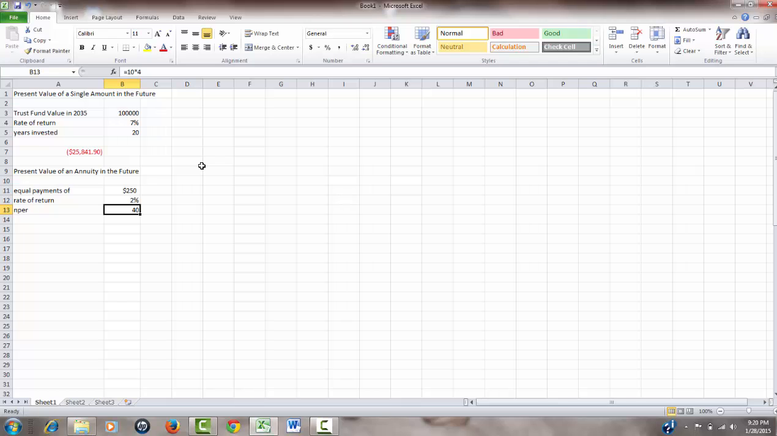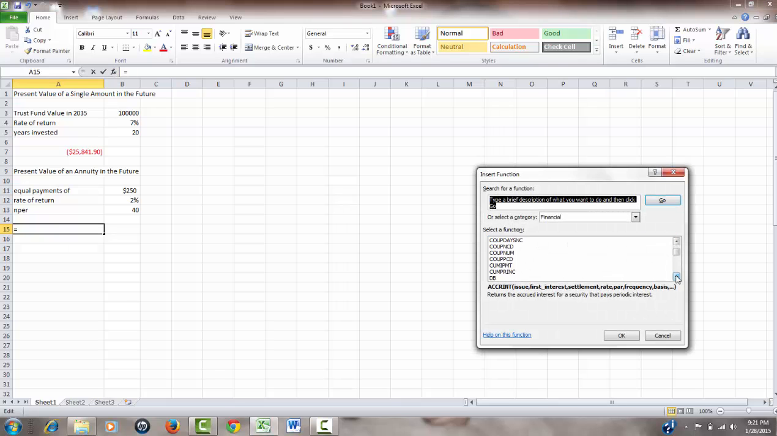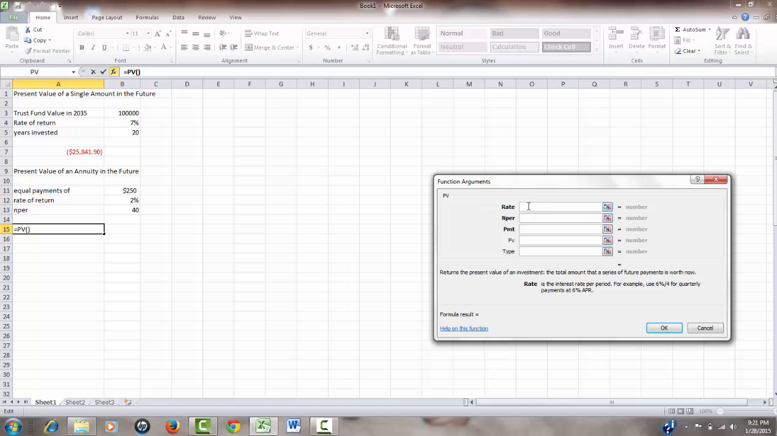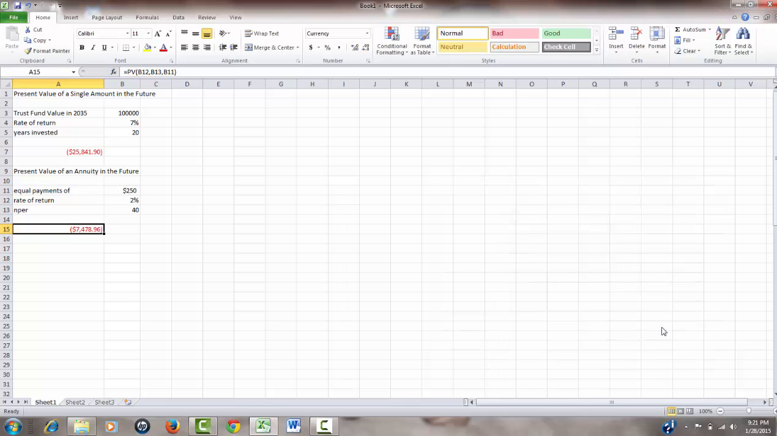That's really important, or you're going to end up with inaccurate information. So in this case, if I want to do present value, my rate, my NPER, and I'm going to have payments of $250. And then I'm going to click OK.